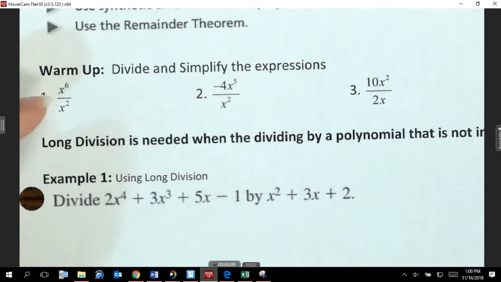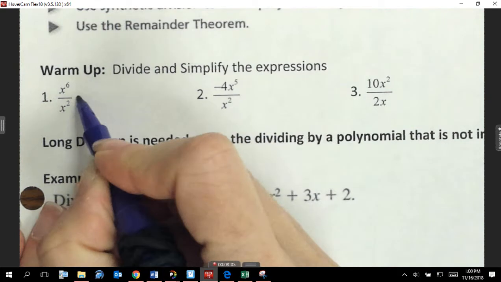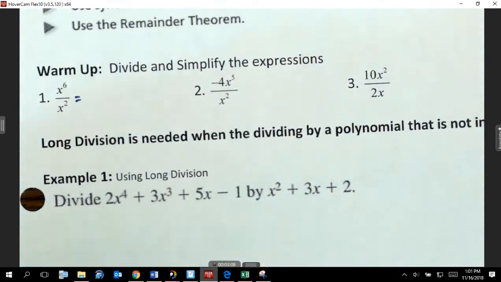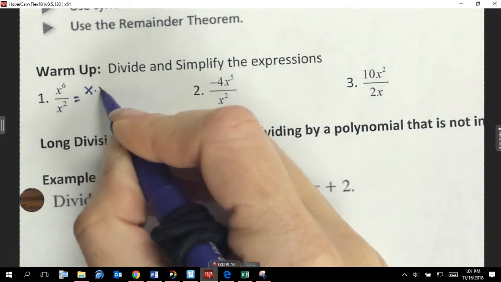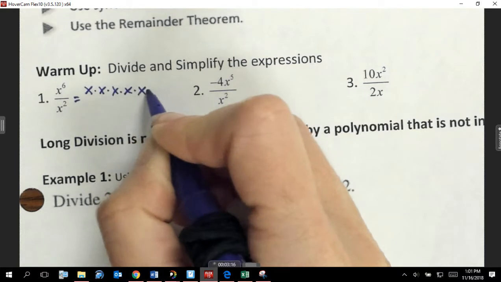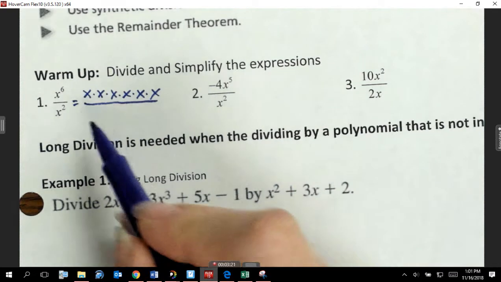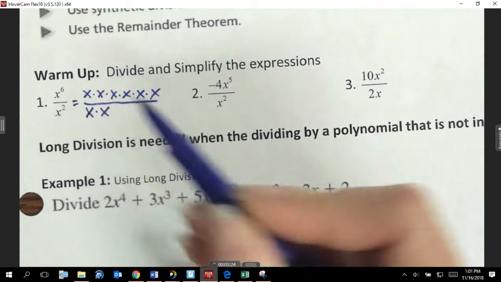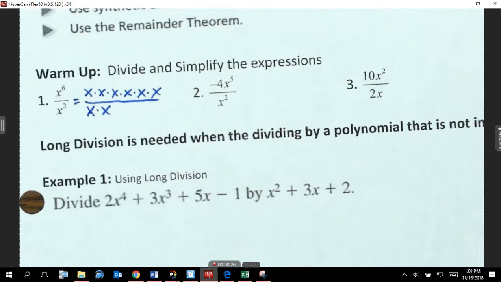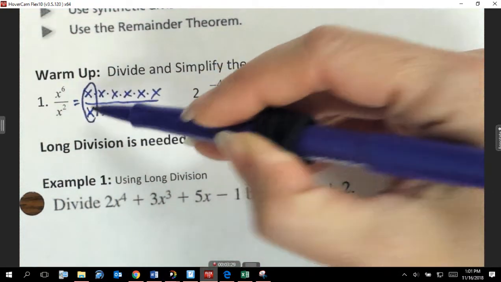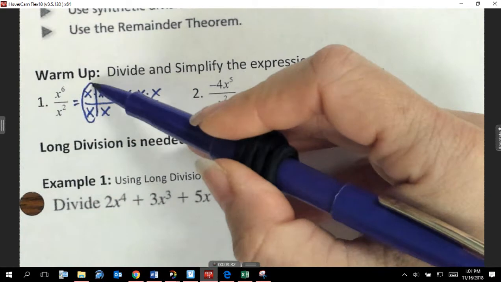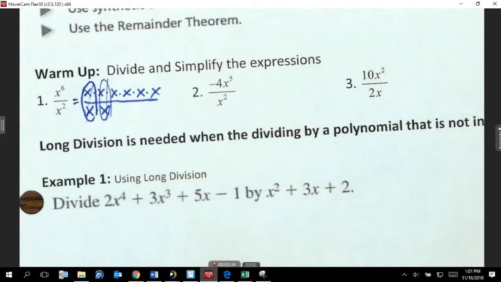So when you are taking x to the 6 and you divide by x squared, what does x to the 6 really mean? This means x times x times x times x times x times x, divided by x times x. And when we're dividing them, if we are multiplying and dividing by the same number, what happens? And then I'm left with x to the 4th.